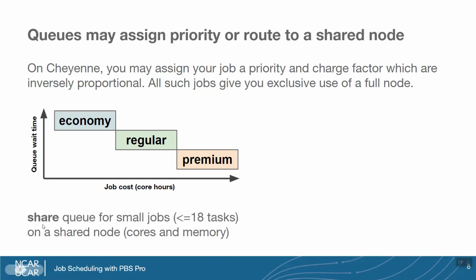Cheyenne does have that share queue as well. This is for smaller jobs, so less than or equal to 18 tasks, or half the size of a Cheyenne node. And it's on a shared node, so the cores and the memory are not reserved to you. They're accessible to anybody. That's something to be aware of on the Cheyenne share queue.